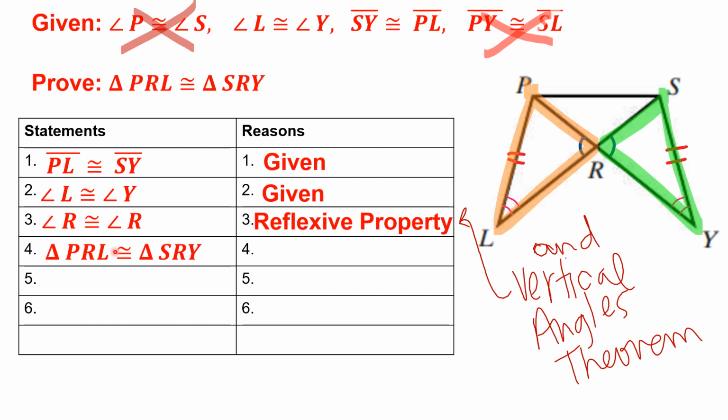Triangle PRL is congruent to triangle SRY, and what postulate is that? We've got two angles and a side. Is that the included side or the non-included side? That is the non-included side, right? The included side would be over here, so this is the non-included side. Look at your definitions. Which postulate uses two angles and a non-included side? That is the angle, angle, side postulate, right?